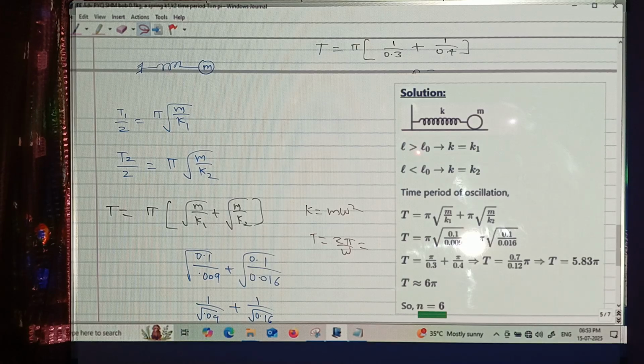So here, when the spring is stretched, that is length is greater than L0, the spring constant is K1. And when it is compressed, the spring constant is K2. So the time period of oscillation is the first half time plus the second half time. The time period is 2 pi times square root of m by k, but since it's half the time, the 2 is gone, just pi times square root of m by k. Simplifying this, you'll get 5.83, which is approximately 6. So the answer is 6.